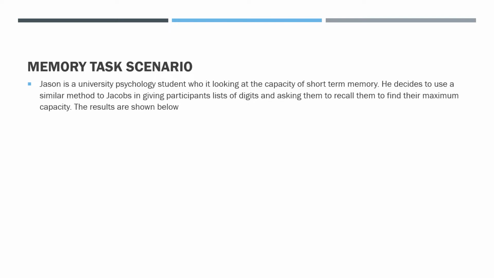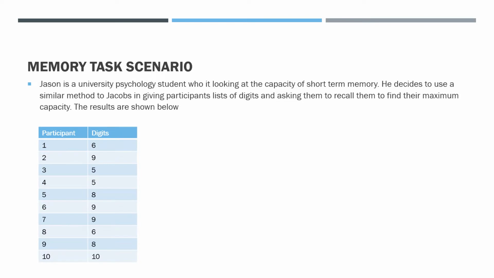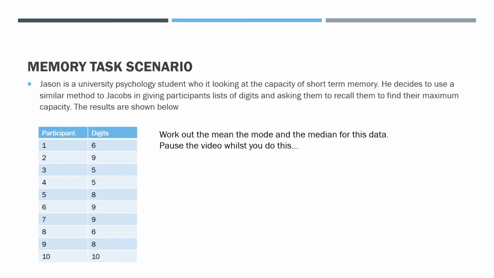So scenario, this is going to be the same scenario all the way through all the questions that we're going to answer. So Jason is a university psychology student who is looking at the capacity of short-term memory. He decides to use a similar method to Jacobs in giving participants lists of digits and asking them to recall them to find their maximum capacity. The results are shown below. So 10 participants, the maximum digit span is next to it. So work out the mean, the mode and the median for this data. Pause the video whilst you do it.